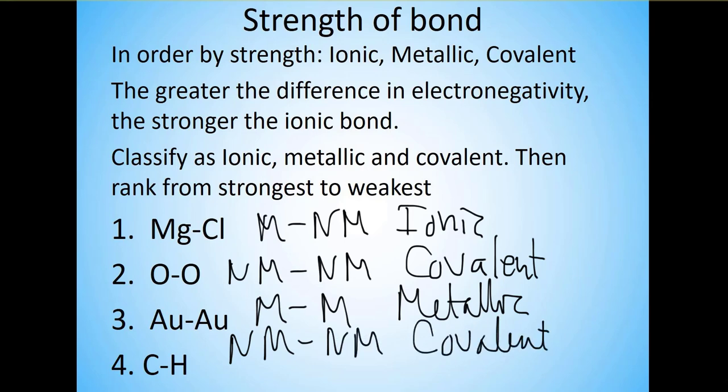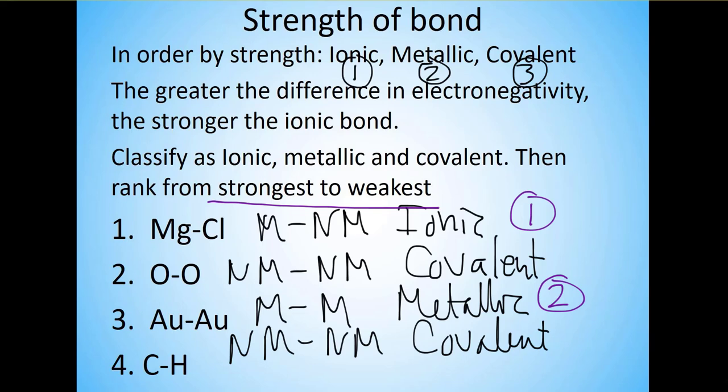So as we classify these, we know that ionic is the strongest, metallic will be next, and covalent will be the weakest. So looking at our list, we have our ionic, just happens to be listed first. It is the strongest. Make sure you pay attention that that is the order to put it in. So ionic is the strongest, metallic is the next strongest in strength. And then we have covalent. Notice I have two covalent. So when you have a choice between two, then you go with this second rule.